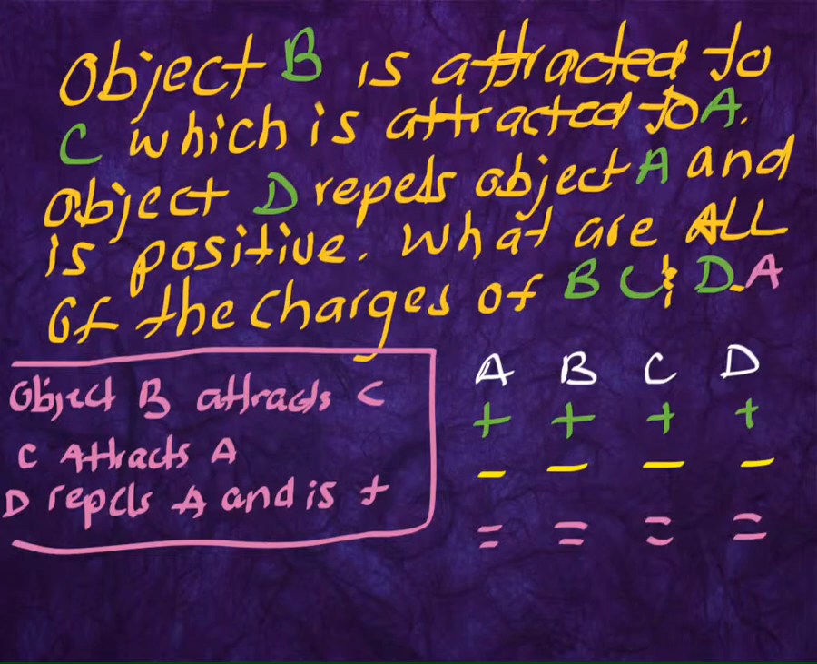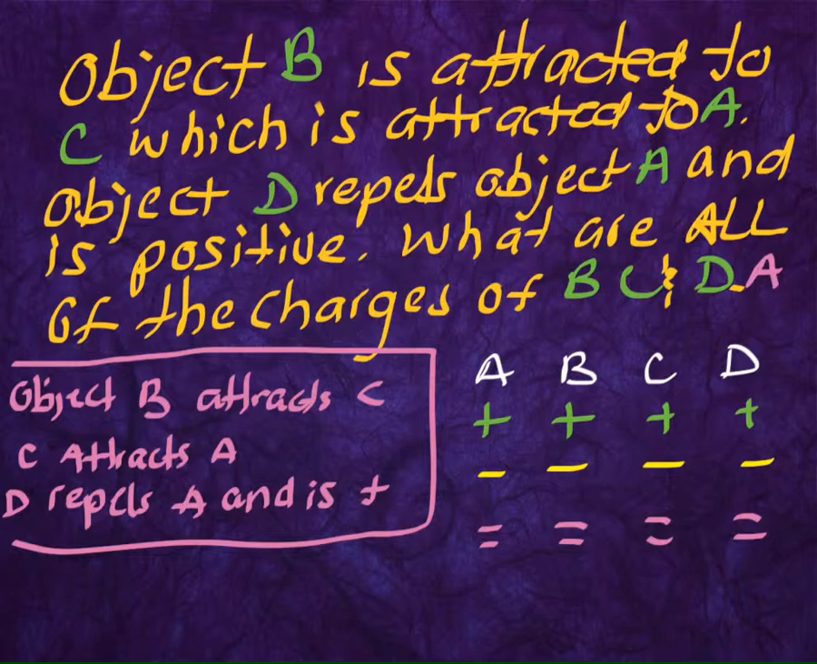So here it is, going forward. It says, object B attracts C. Well, again, we know that for an attraction to happen, it can either happen if you have two opposites or the neutrals being attracted to, all of that. And you're just going to have a huge web of all the possibilities. So we're going to move on. So C attracts A. Still nothing. D repels A and is positive.